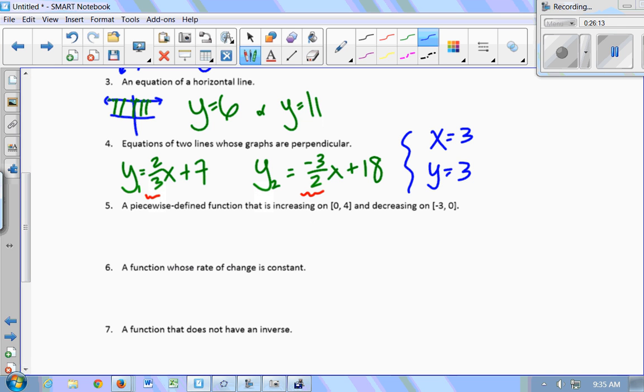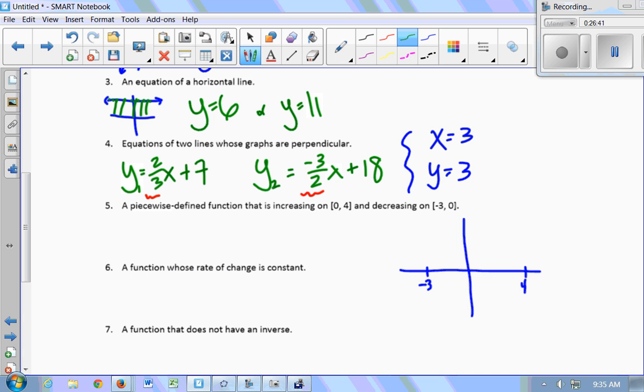All right, a piecewise defined function that is increasing from 0 to 4 and decreasing on negative 3 to 0. So I'm going to draw a picture of it first. I think that will really help me. So here's my axes. Put in the important points here. Right, because these are x intervals, 0 to 4 and negative 3 to 0. So I marked them on the axes.